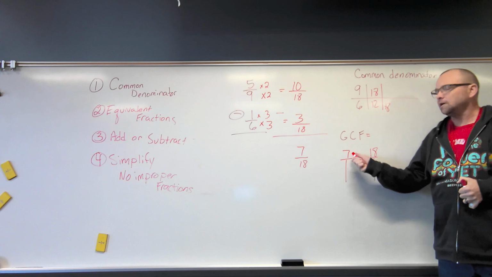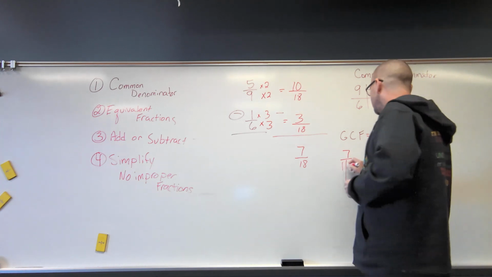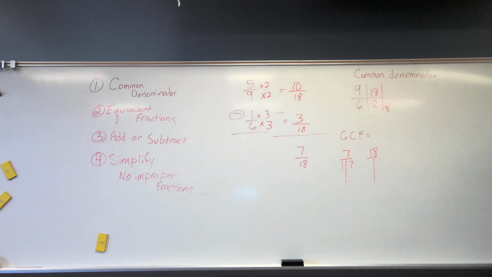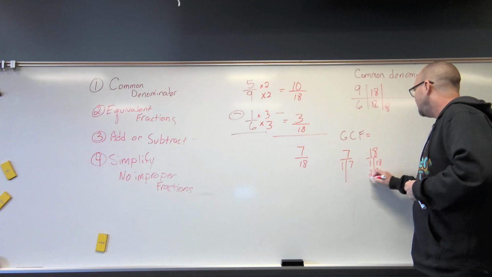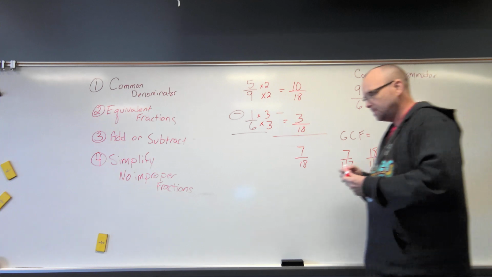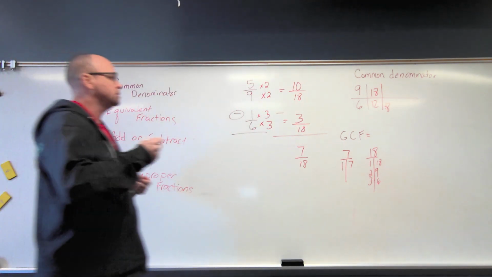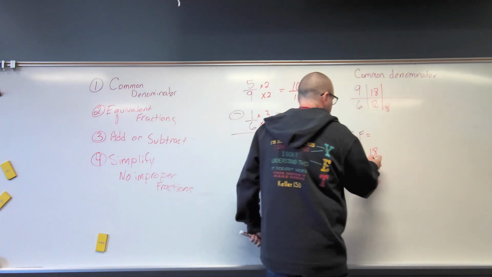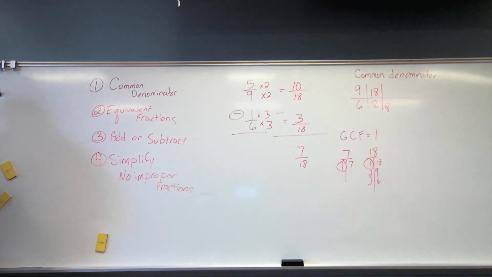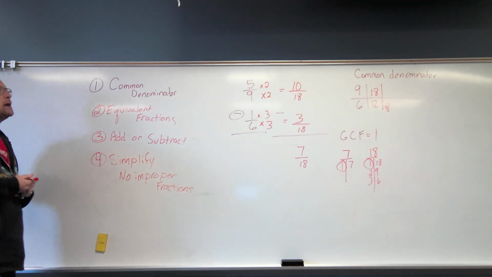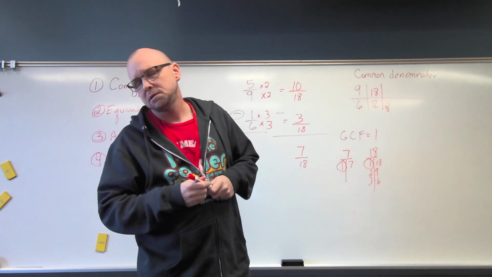All right, what kind of number is 7? Anybody? Prime. So it only has 1 and 7. What kind of number is 18? Composite. So we have 1 and 18, 2 and 9, 3 and 6. What is the greatest common factor? 1 is the greatest common factor. It is the only common factor. If 1 is your greatest common factor, that fraction cannot be simplified. So that answer is in lowest terms.